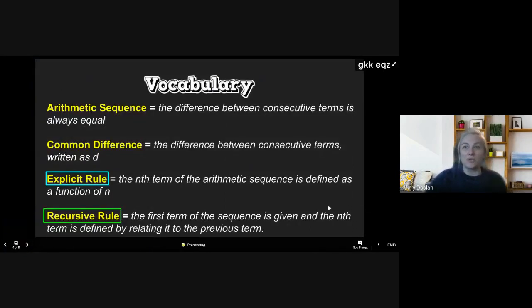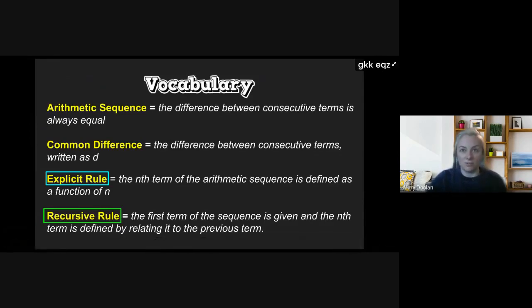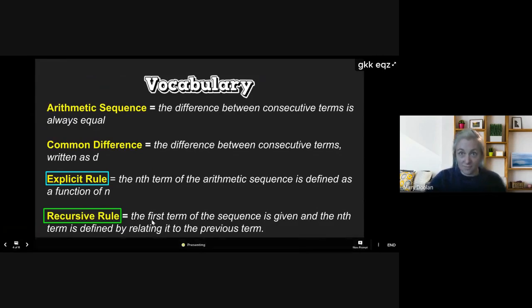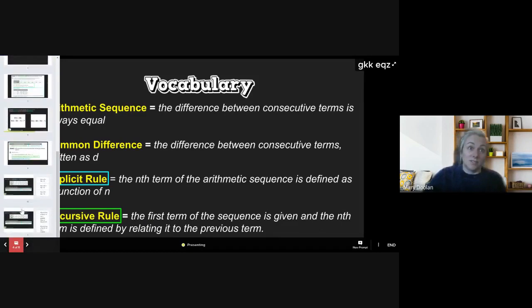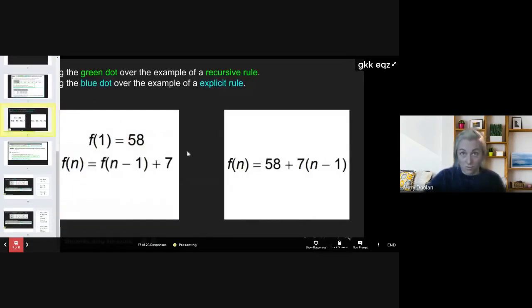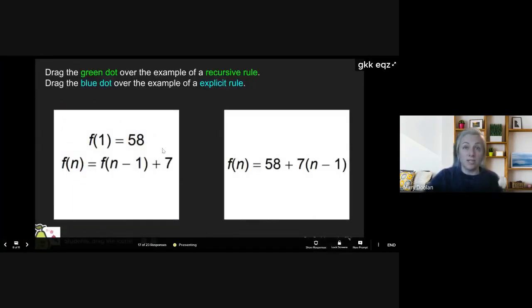Which one do we have to define the first term of the sequence? Explicit or recursive? First term of the sequence is given, which means f of 1 is given. So if you see an f of 1 equals and then they tell you a number, that is a recursive rule. So recursive rule, green dot over here. Explicit rule, blue dot over here.